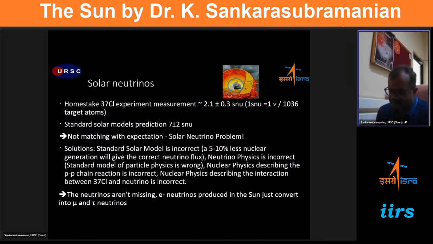And of course, the study and the solution of this neutrino problem gave the Nobel Prize to Davis. So now this neutrino problem is addressed, and we have a fairly good standard solar model for us to understand the sun from the nuclear energy generation point of view.